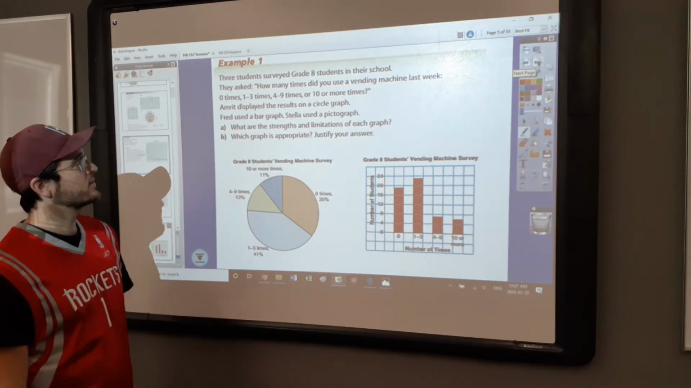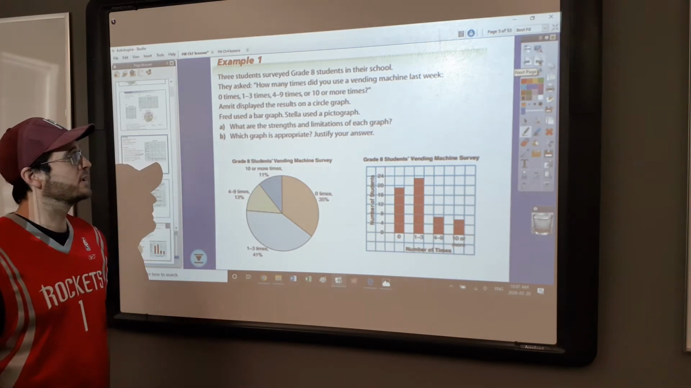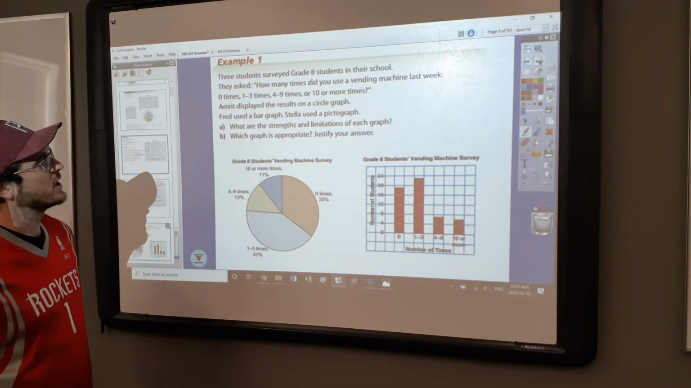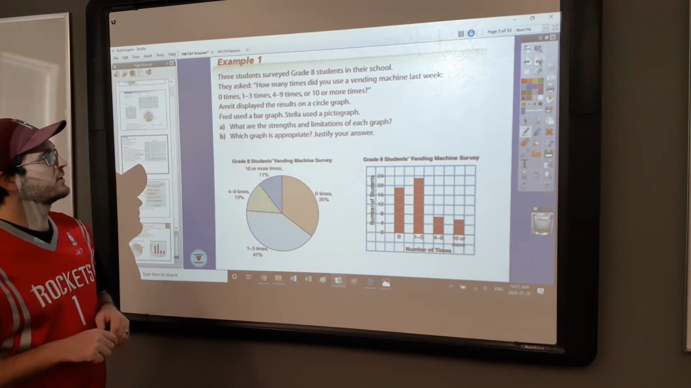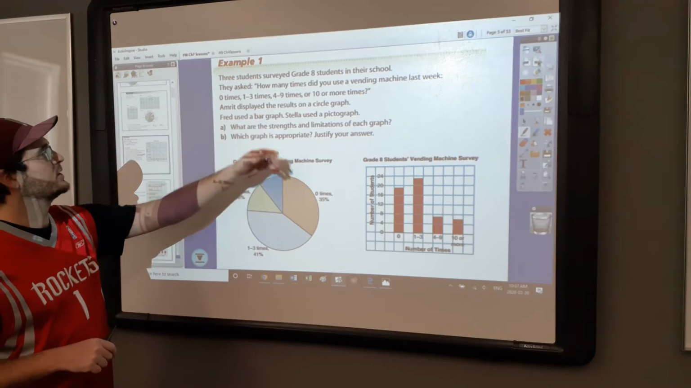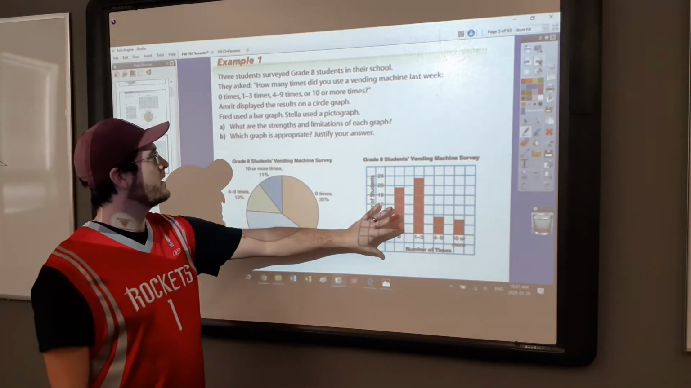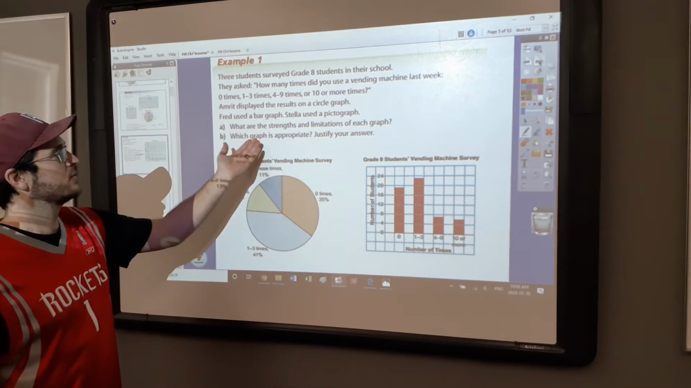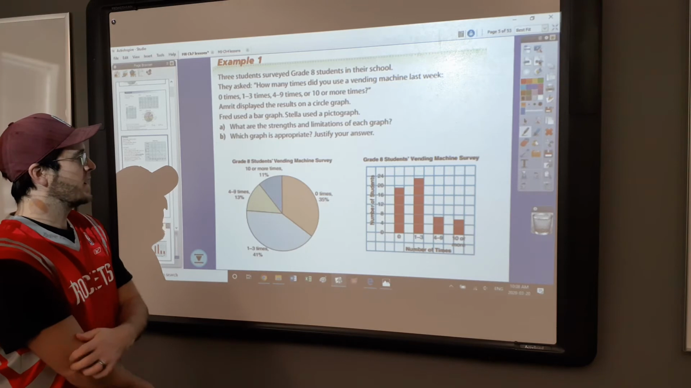Grade 8 students are surveyed about how many times they use the vending machine: 0, 1 to 3, 4 to 9, or 10 or more times. Fred used the bar graph, Scully used the pictograph, and Marie displayed it on a circle graph. So the pictograph's on the next page. But what are the strengths and limitations? Which graph is appropriate? So we'll just talk about the strengths and weaknesses.